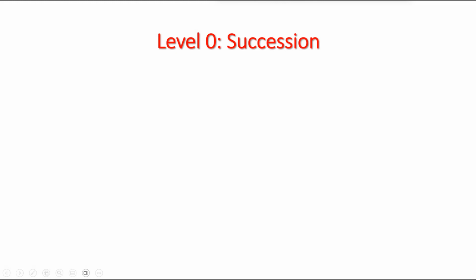So level 0, the beginning level, would be succession. Now that is just moving up by 1 each time. So if we start with A, we're just going to have A plus 1. That's level 0, but let's go up to the next level. Level 1 is addition. Now addition, we generally write things like A plus B.